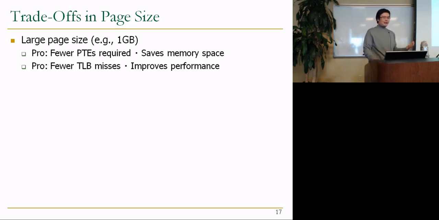If you have a large page size, the benefit is you don't really need that many page table entries. And you can save memory space because you don't need those entries. And then, in addition to that, there can be fewer TLB misses, which I'll go over later in the next lecture, I believe, which is another optimization on how you can grab the memory fast. But keep in mind that if you have a large page size, you can have fewer TLB misses.